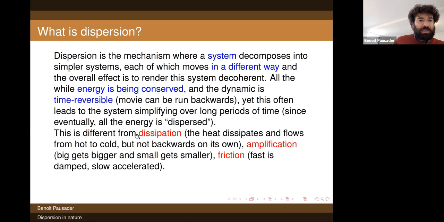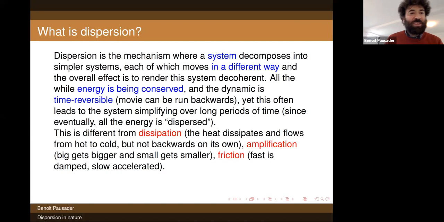Now, one more thing is that it should be different from other general phenomena that often occur. For example, dissipation is such a phenomenon. It's how heat behaves, but maybe the most usual way to see it is what would govern the way, if you were to pour milk in your coffee, the milk would dissipate in some sense in this case.